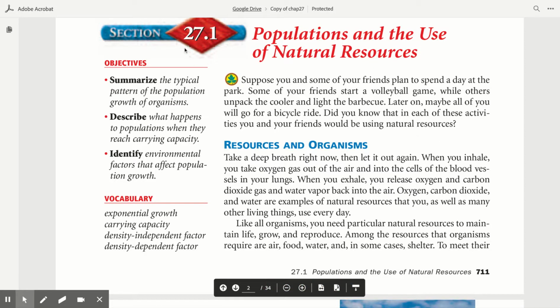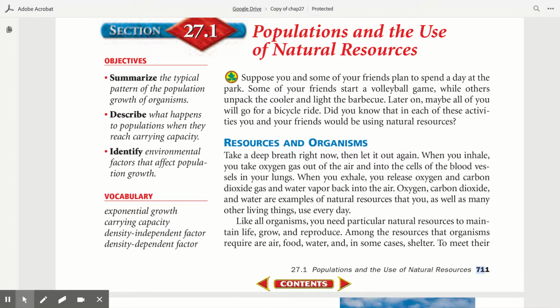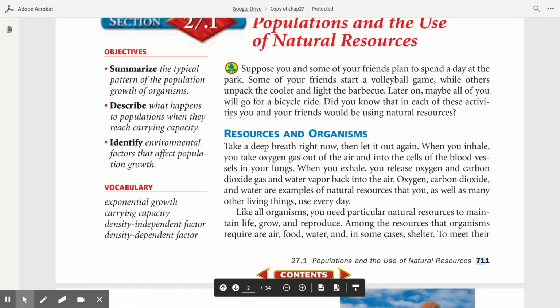Today we're going to be reading chapter 27, section 1 on page 711. Populations and the use of natural resources. Suppose you and some of your friends plan to spend a day at the park. Some of your friends start a volleyball game, while others unpack the cooler and light the barbecue. Later on, maybe all of you will go for a bicycle ride. Did you know that each of these activities would be using natural resources?